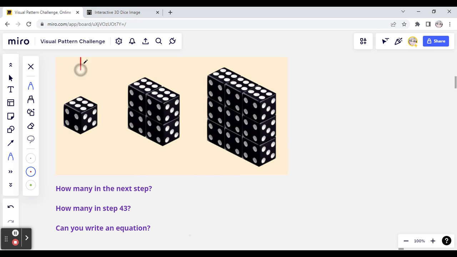Here's our pattern today. Here's step 1, here's step 2, and here's step 3. And your challenge is not just to figure out how many dice there are in step 1 and if you can do that in step 43, but what the total number of dots adds up to that are exposed to the surface. So the dots that you could see if you looked at this in any direction.